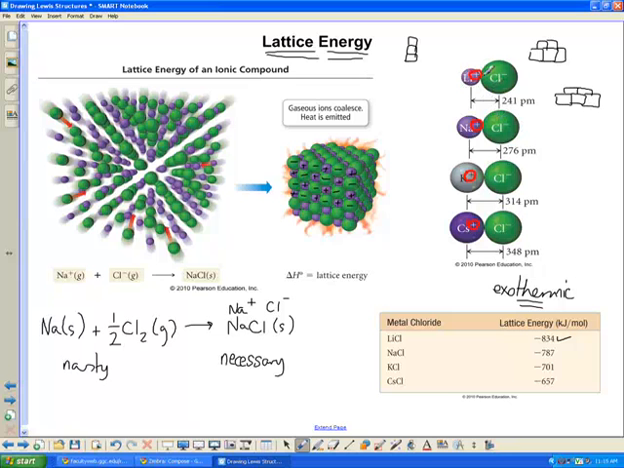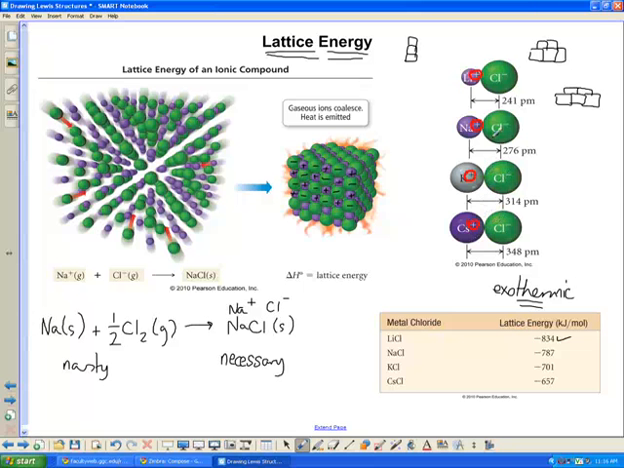Smaller lithium ion means a better overlap between the lithium and the chlorine. The sodium's slightly bigger, so you can't get quite as good contact between the sodium and the chlorine. Potassium and chlorine, the potassium's bigger, so you get slightly worse contact here, and then for the cesium, because it's even biggest, there is much less contact.